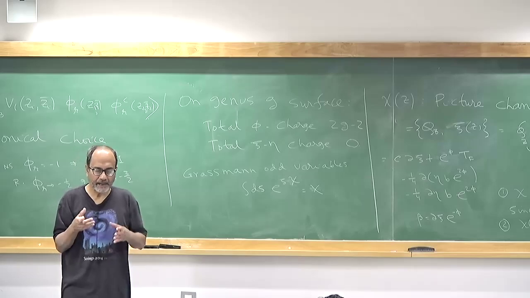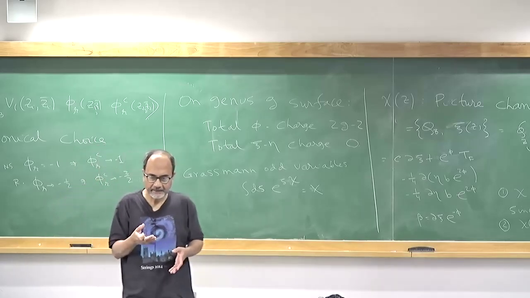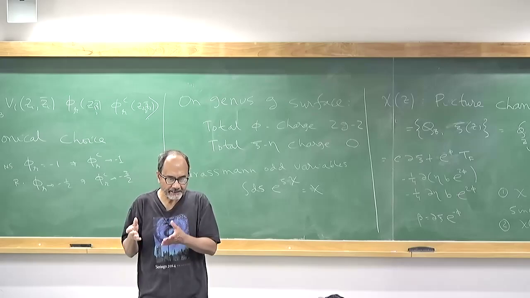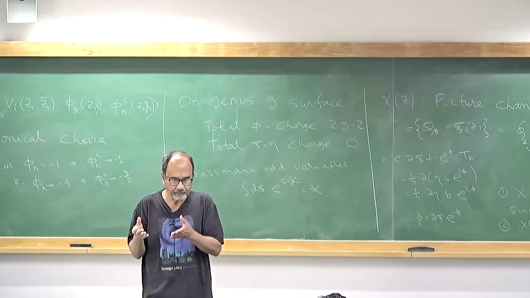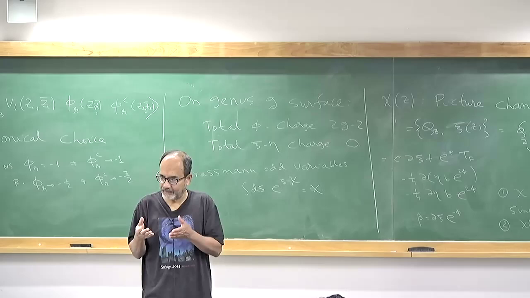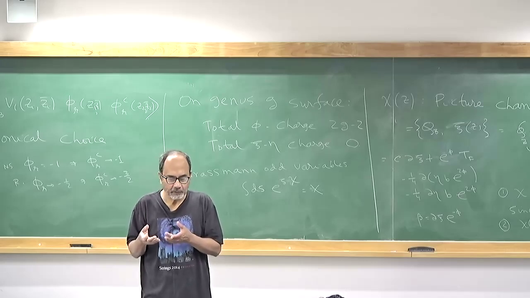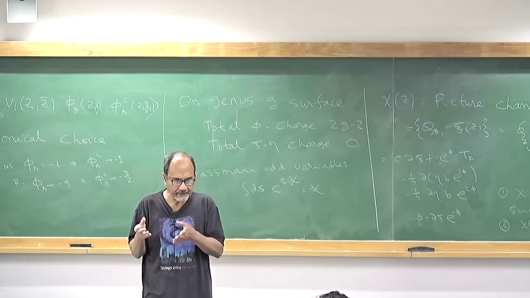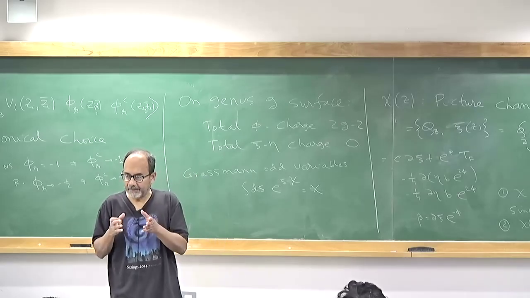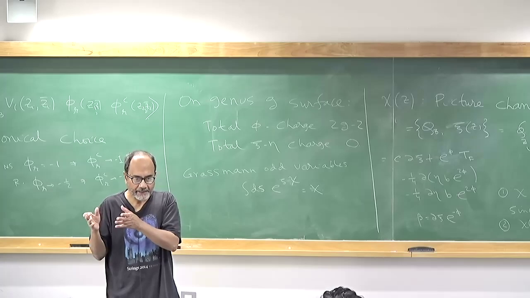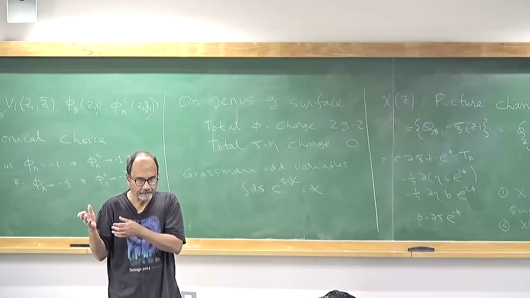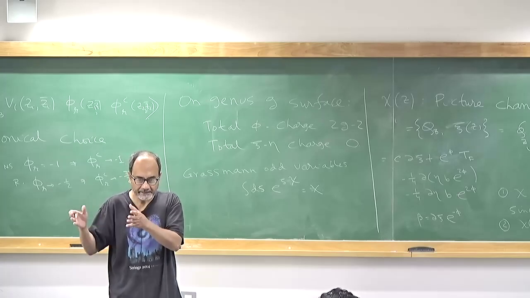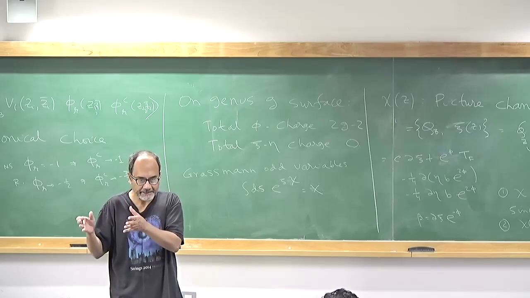Suppose you apply eta minus 1 on this state. That's a basis state, but it has a different picture number, because eta carries picture number minus 1 and xi carries 1. So that means e to the q phi has to be made into e to the (q minus 1) phi, because the total picture number has to be q for all the basis states.